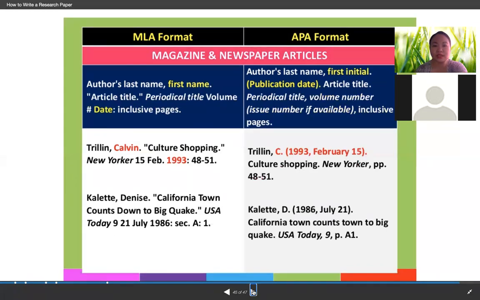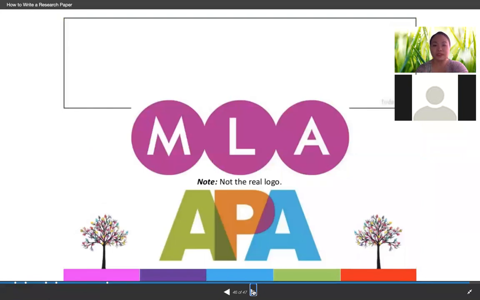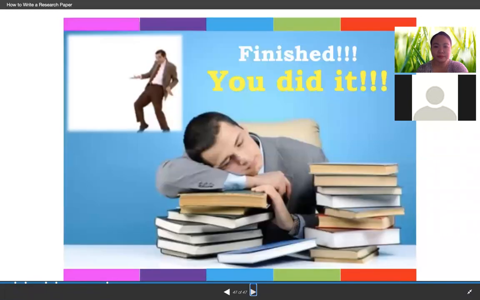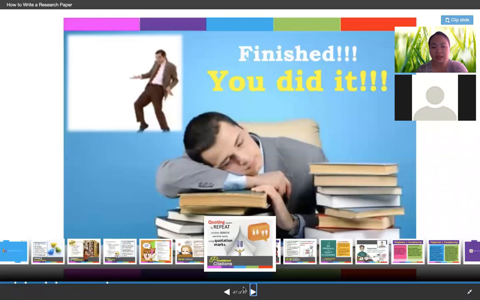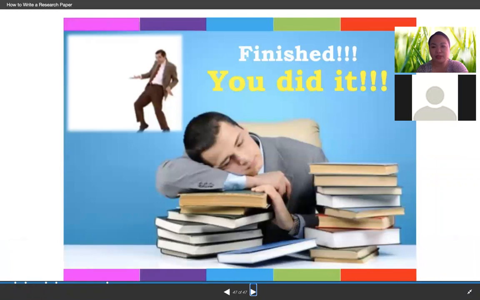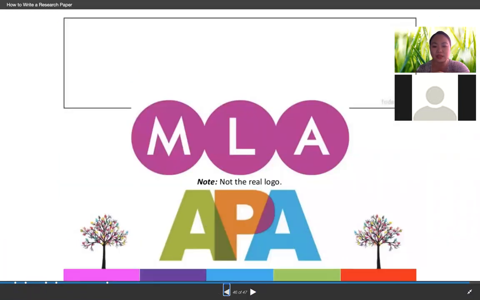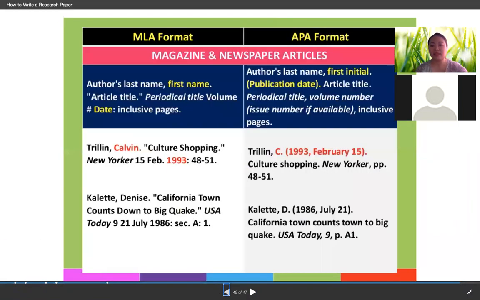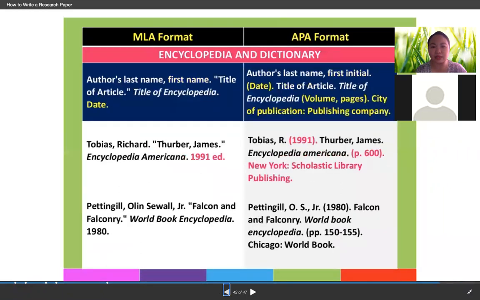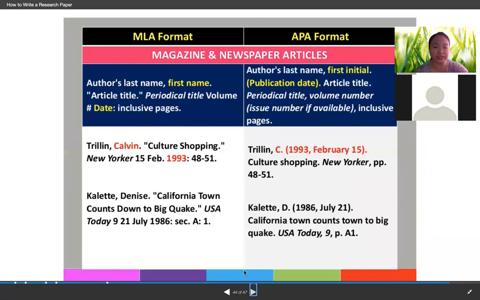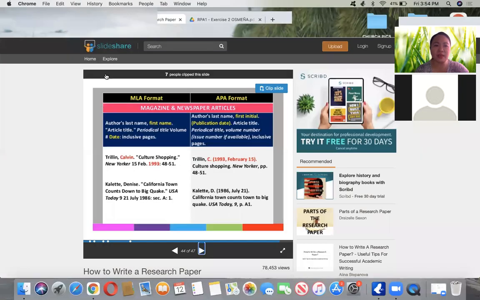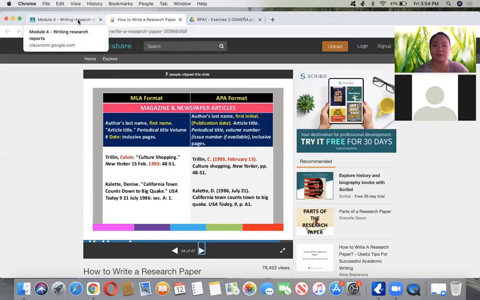So another one is, these are actually not the real logo now. Finish. So we are done. I hope you had a glimpse of all the formats. In fact, hindi pa nakalagay dito yung journals na references, no, in their format. But when you go to a specific site for journal publication, meron din silang sariling format in referencing.